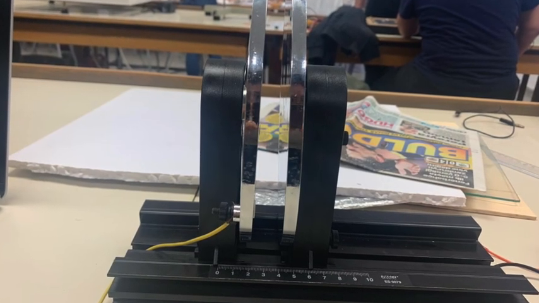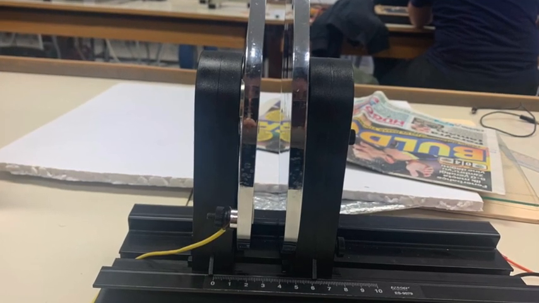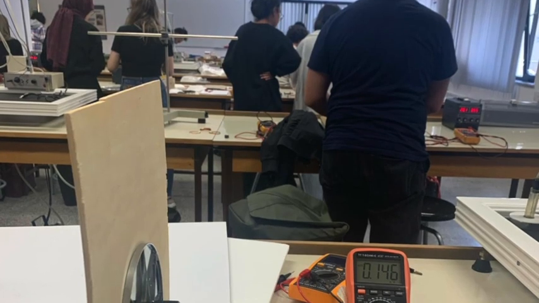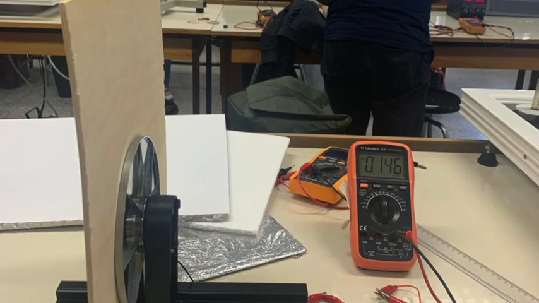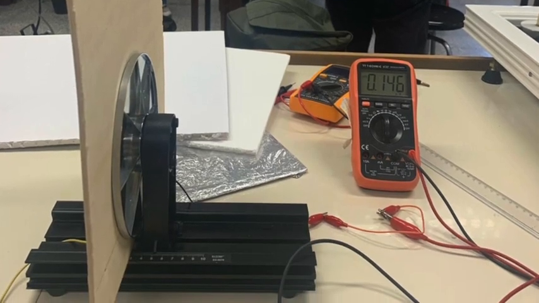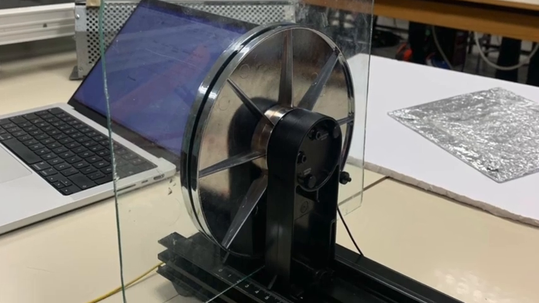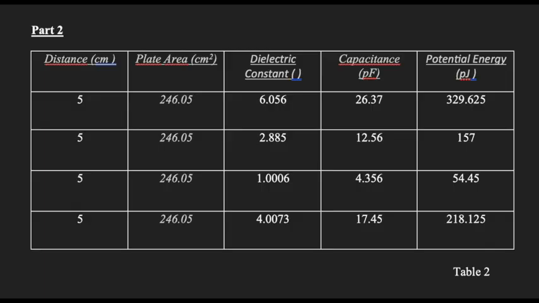In the second stage of the experiment, I examined the effect of the dielectric material between the capacitor plates on the capacitor capacitance. For this, I set the material between the plates as air, wood, paper, and glass, and then measured the capacitance values. As we see in the second table, as the dielectric material between the plates changes, the capacitance value also changes in direct proportion.